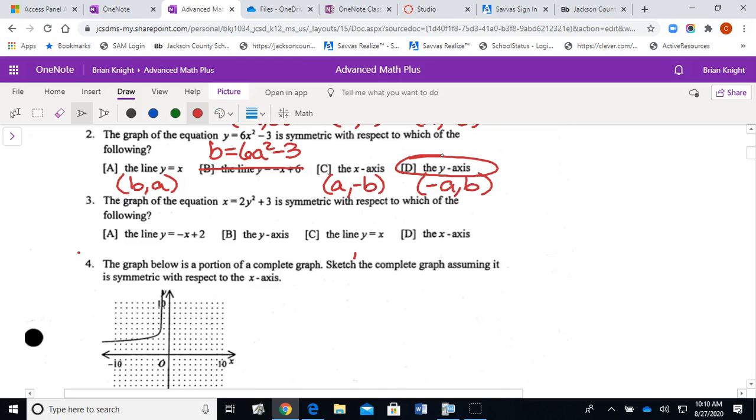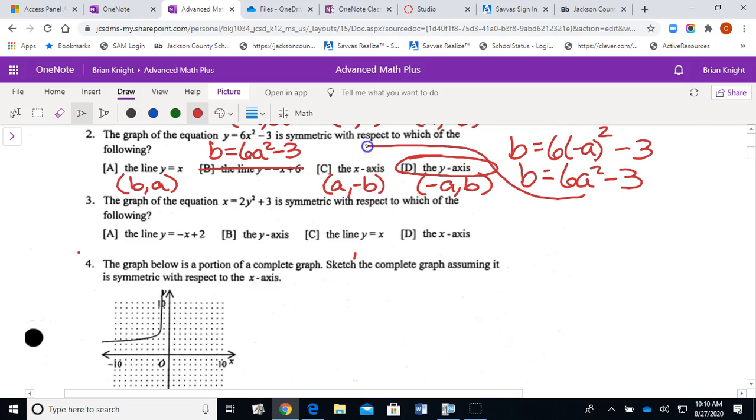It's the y-axis, because now when I'm plugging in B for y and negative A for x squared, okay, minus 3, the negative A squared, that's terrible. Let me fix that. The negative A squared becomes positive, and you end up with B equals 6a squared minus 3, which is, again, what we wanted.